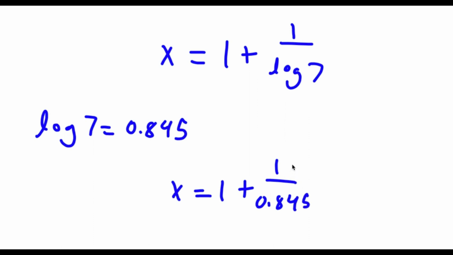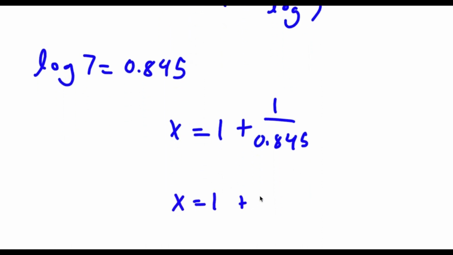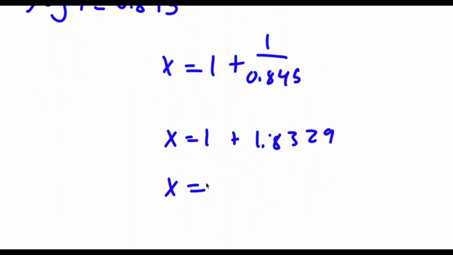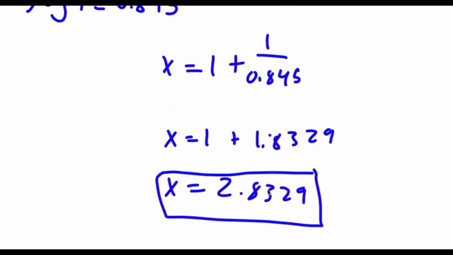So now 1 over log 7, or 0.845, the value of that's going to be approximately 1.18329. So now if I add that with 1, I get 2.8329. So this is my answer.